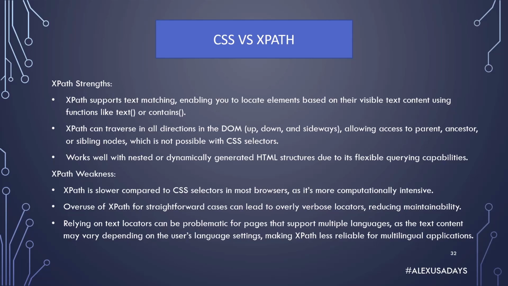XPath weaknesses. XPath is slower compared to CSS selectors in most browsers as it's more computationally intensive. Overuse of XPath for straightforward cases can lead to overly verbose locators, reducing maintainability. And relying on text locators can be problematic for pages that support multiple languages, as the text content may vary depending on the user's language settings, making XPath less reliable for multilingual applications.